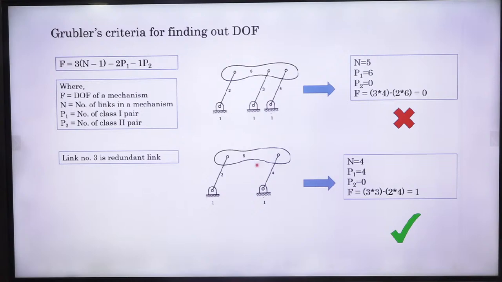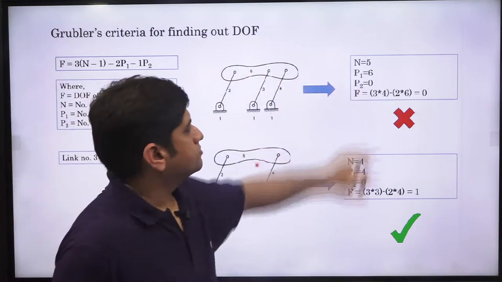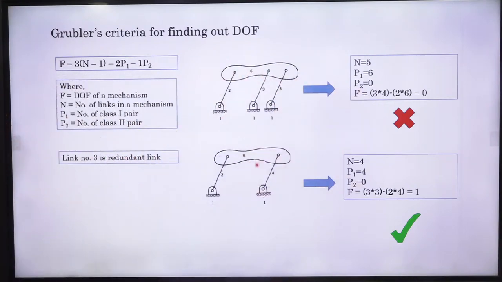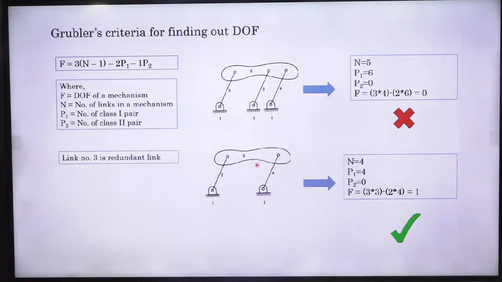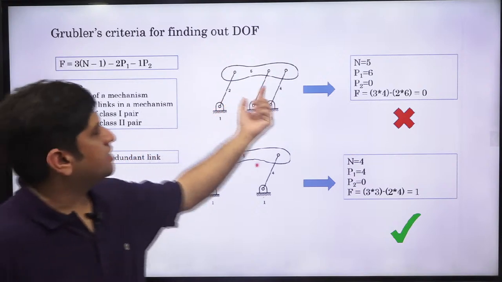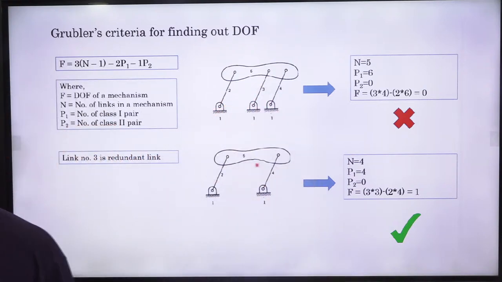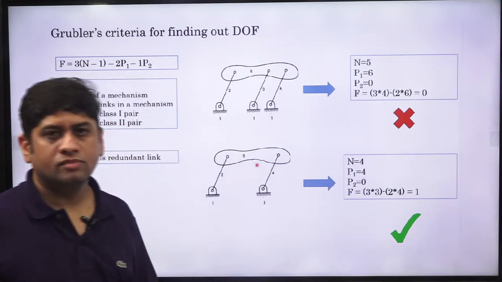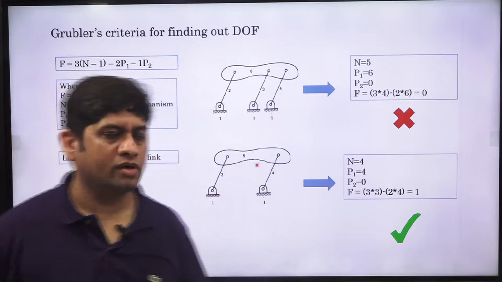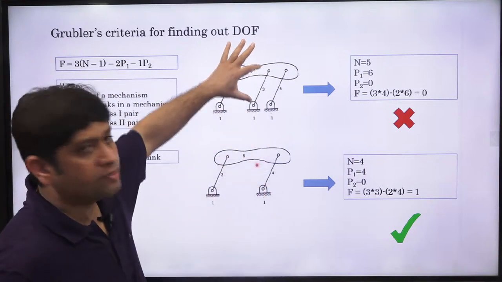If we put five links here, all lower pairs, and if we use that in formula, then we get degree of freedom zero. But you know what? Link number three is a redundant link. What is the meaning of redundant link? That means even if I remove it, the motion is going to remain the same. So this is the additional link I put.